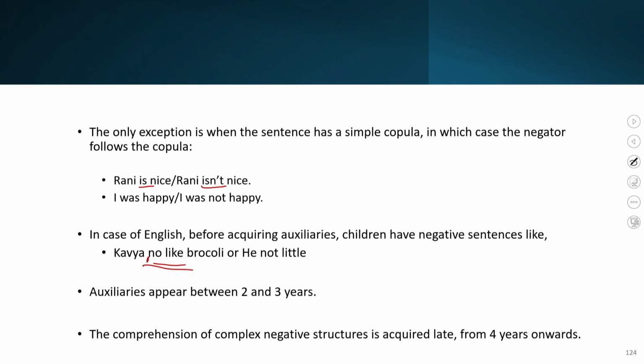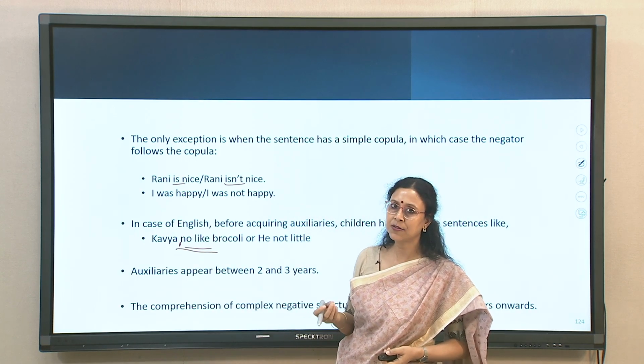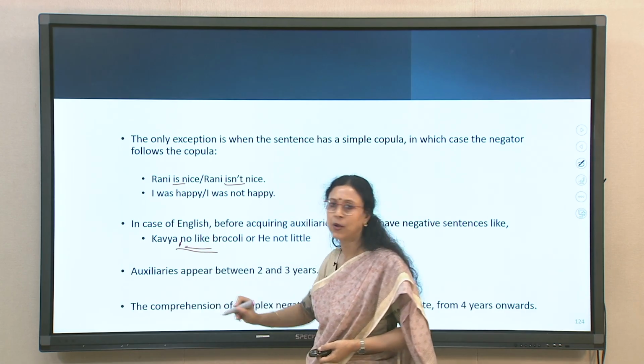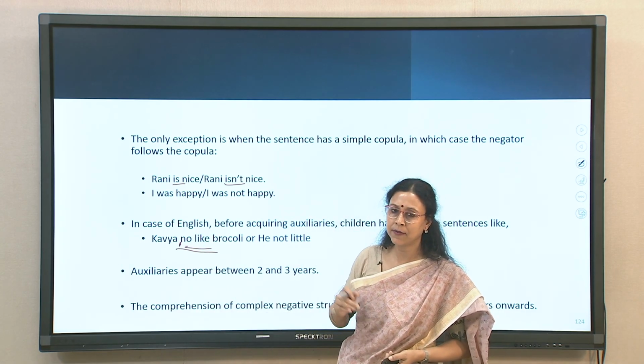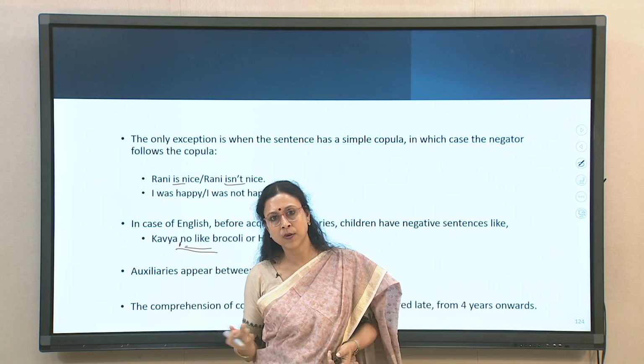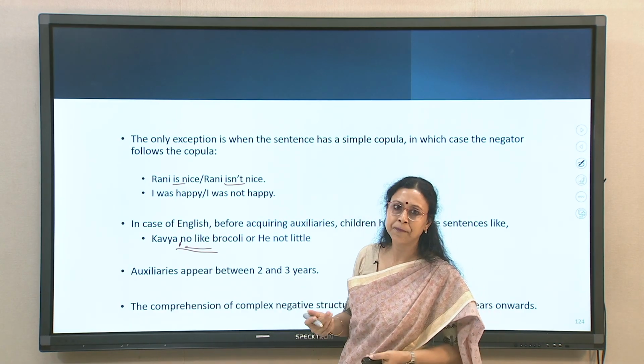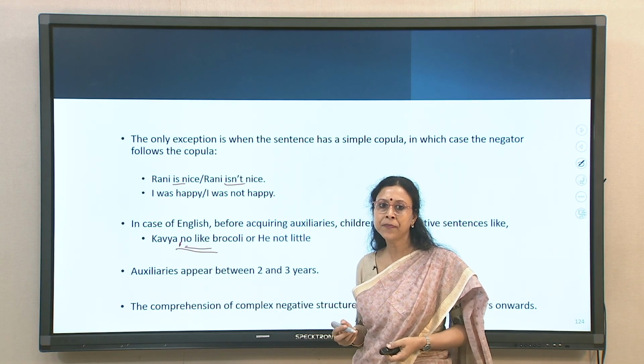So, it should be "Kavya does not like broccoli", but before they have acquired the auxiliaries, this kind of structure. So, directly there will be just a "no" before the main verb. So, "no like broccoli", "he not little", "he is not little", "he not little", like that. So, this is quite common as well.